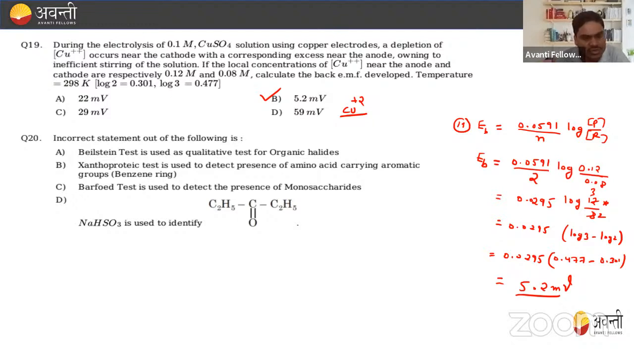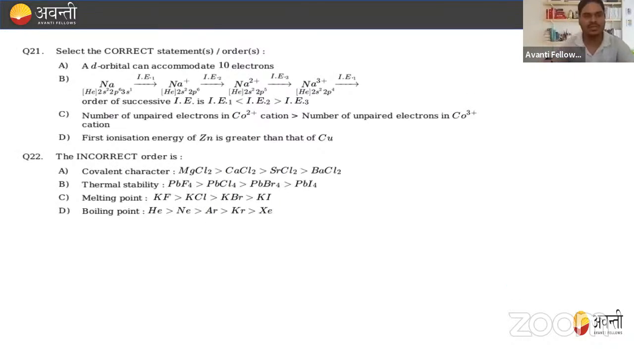NaHSO3 is used to identify C2H5COC2H5, right? So this is the sodium hydrogen sulfite test. So this is not used to actually identify the ether group, right? So this is the incorrect statement out of the following. So which option is incorrect? That is option number D. So option number D is absolutely incorrect out of these four values, right?